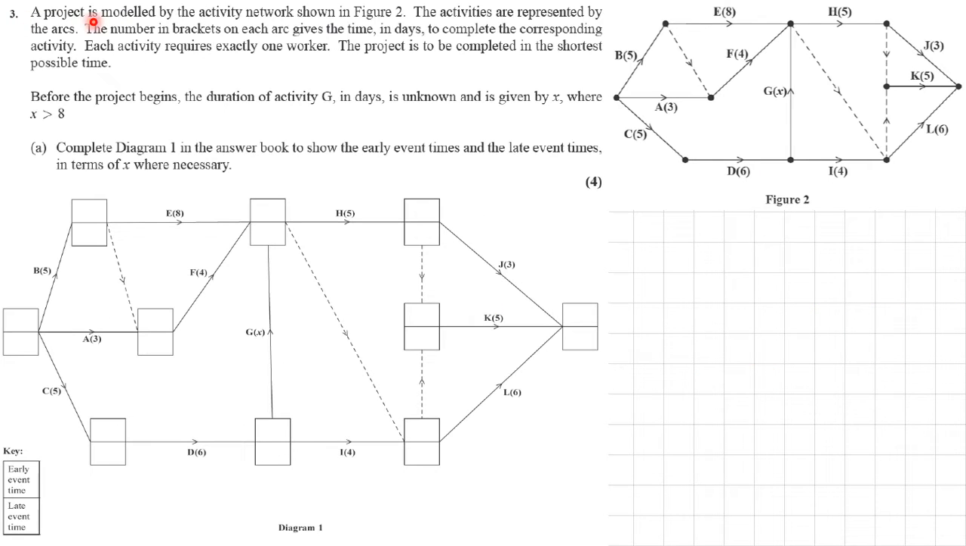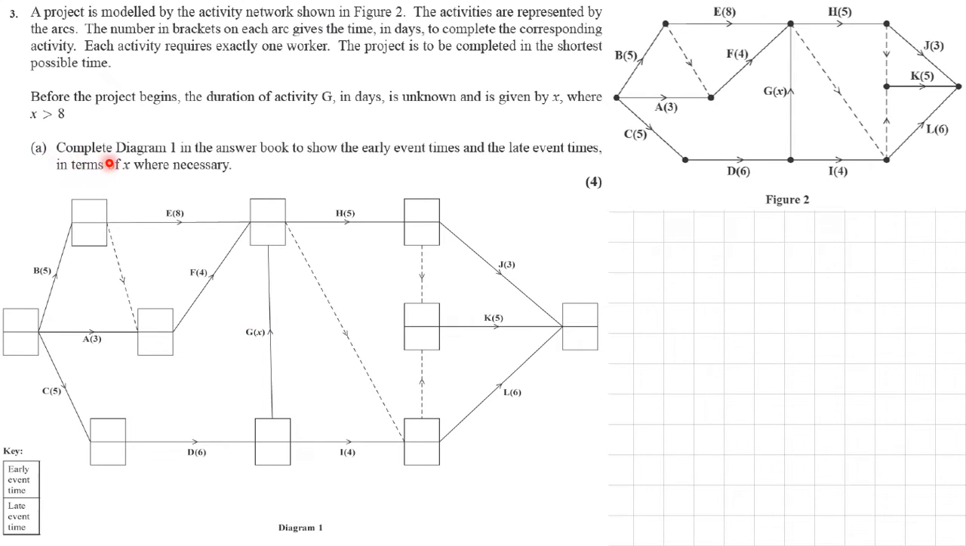Question 3. A project is modelled by the activity network shown in figure 2. So this diagram here. The activities are represented by the arcs. The number in brackets on each arc gives the time in days to complete the corresponding activity. Each activity requires exactly one worker. The project is to be completed in the shortest possible time. Before the project begins, the duration of activity G in days is unknown and is given by X, where X is greater than 8. So I can see that here.